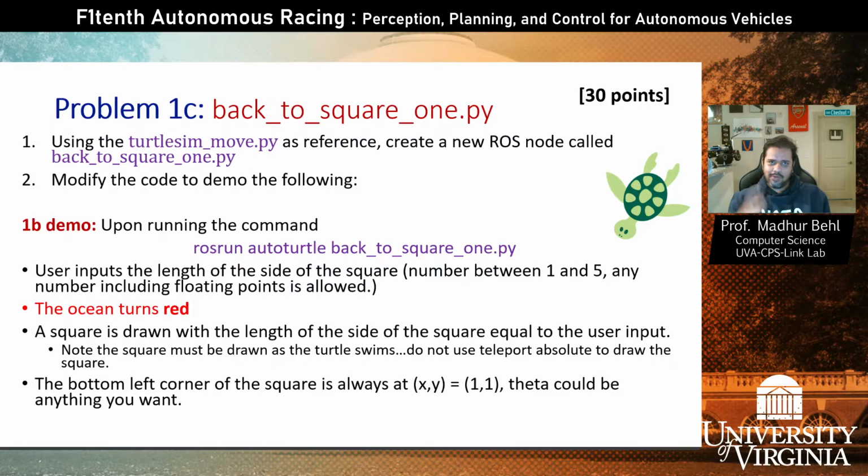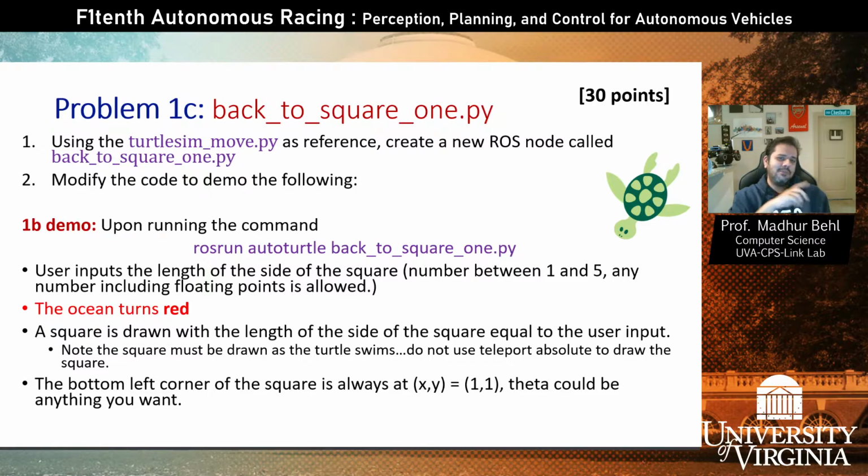The ocean must be red. The turtle must swim to draw the square. I'll show you that in the demo. And then it should also have a fixed starting point, which is the bottom left corner. It should be 1,1. That's where the square needs to be drawn from. In this case, if you want, you can allow the turtle to keep swimming in the square as long as the node executes, or if you want, you can stop the execution even after one square is drawn. Either is fine for this problem.